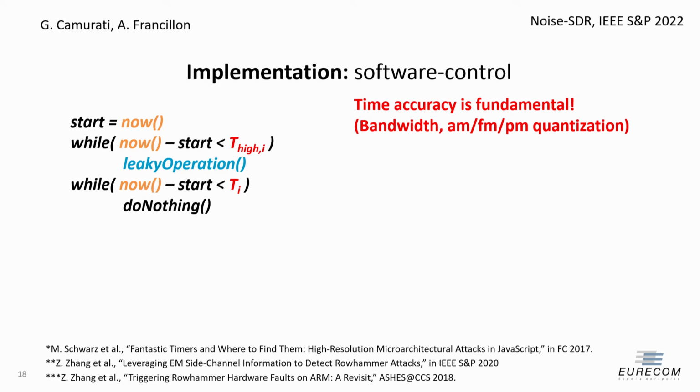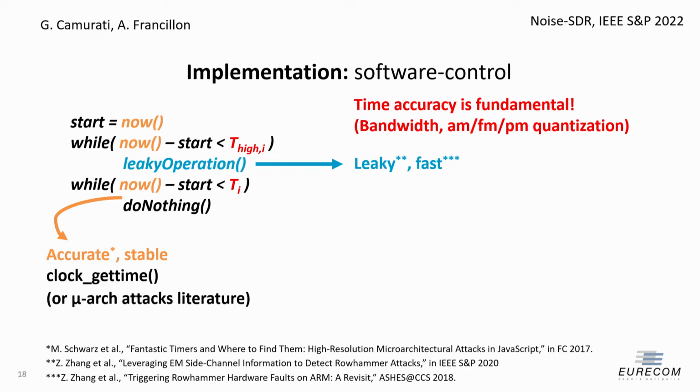At first sight, this loop looks like previous work, but the key difference is the way in which we control the timings with radio frequency PWM. Intuitively, the entire signal is now defined by a square wave, by its timings, so timing accuracy is fundamental to control the bandwidth and the quantization levels. For this, we need a leakage that, besides being leaky, is also fast, and we need an accurate, stable clock. For the clock, we use clock_gettime, though there are many other primitives available in the literature.